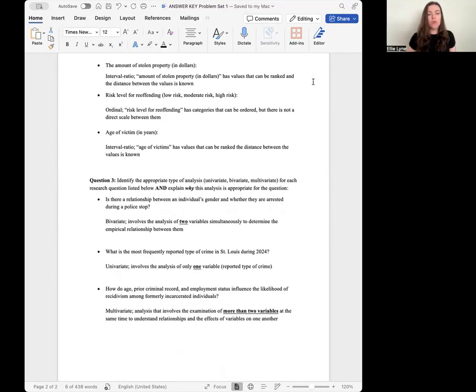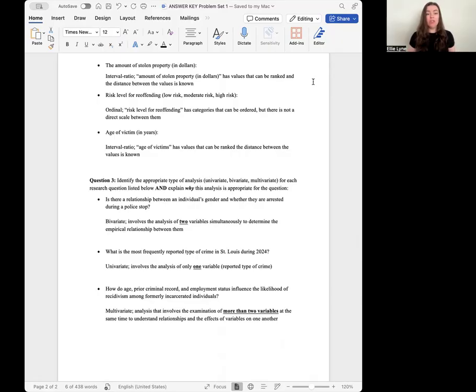Moving on to the amount of stolen property in dollars. And so we have a direct measurement here. That is why it is an interval ratio level of measurement, because knowing that it's measured in dollars, this has values that can be ranked and the distance between those values is known.